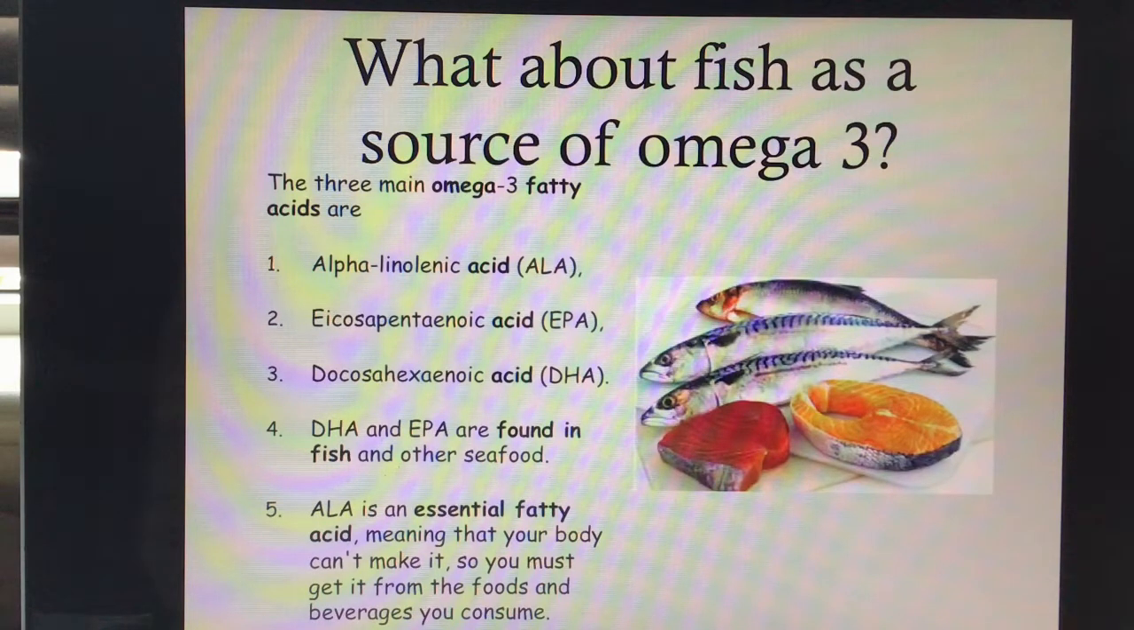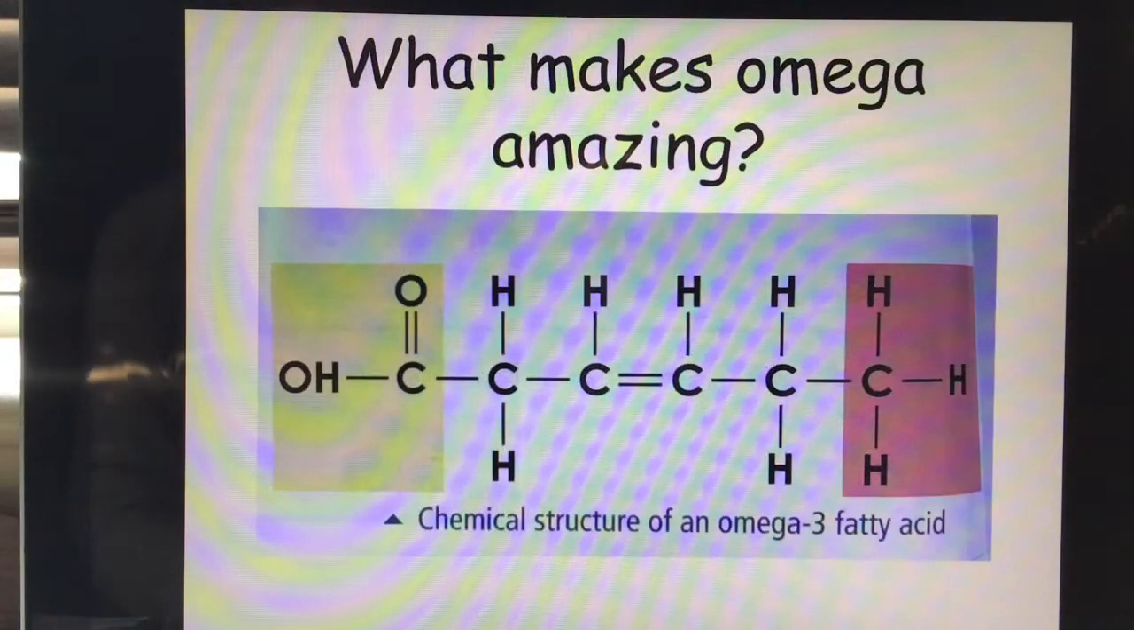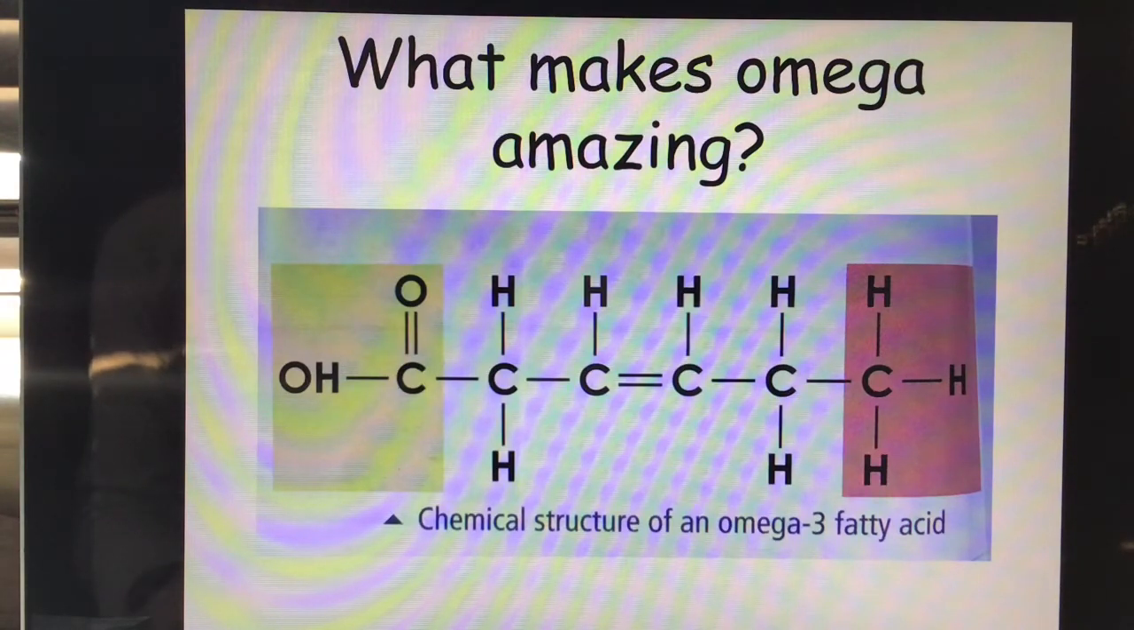ALA, alpha linoleic, which you do need to know, is an essential fatty acid, meaning that your body can't make it, so you must get it from the foods and the beverages that you consume. So what makes omega amazing? Omega-3 fatty acids are particular unsaturated fatty acids that have got the double bond between the third and the fourth carbon atoms.